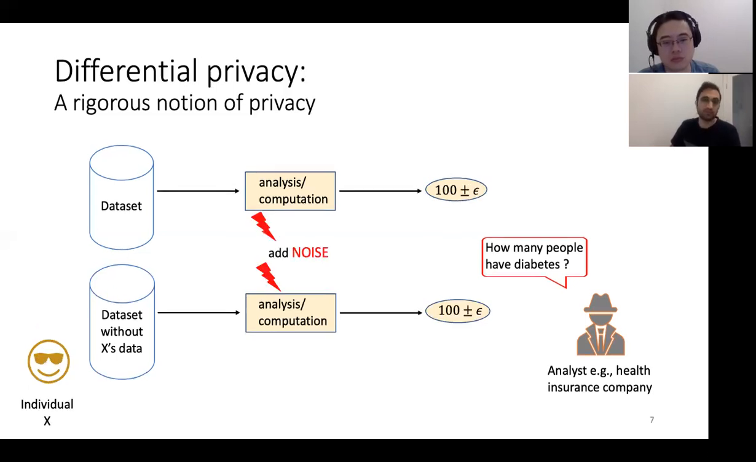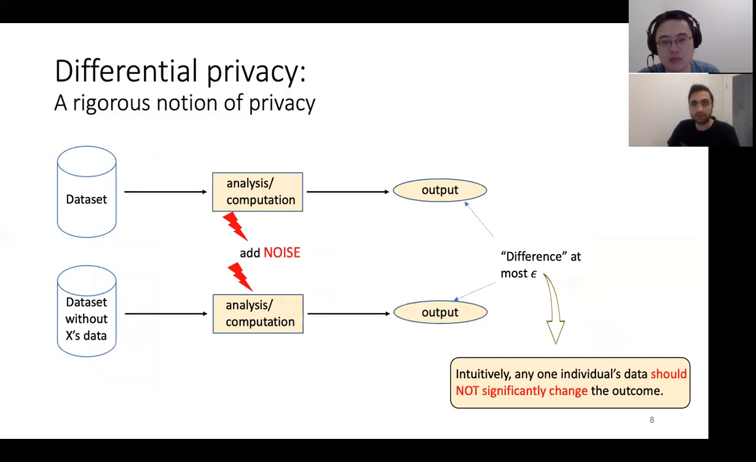But instead, if we add some noise to our response, and in the first case we say 100 plus or minus some epsilon people have diabetes, and also in the second case, when we don't have the record of individual X, we also answer that there are 100 plus or minus epsilon people who have diabetes in the data set, then there is less chance for the analyst to figure out if individual X has diabetes or not. So in some sense, we have protected the privacy of that individual up to some extent. Intuitively speaking, the point of differential privacy is that if we have two data sets which are almost the same, differing only in one record, and we do some computation on those two data sets, we expect the output to be almost the same. So any one individual's data should not significantly change the outcome.